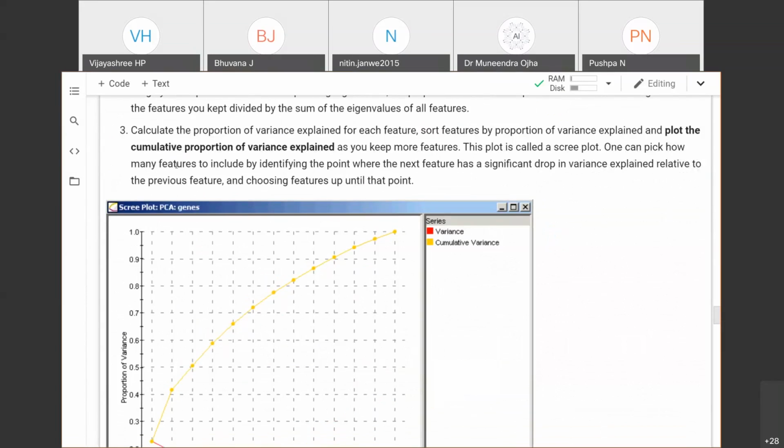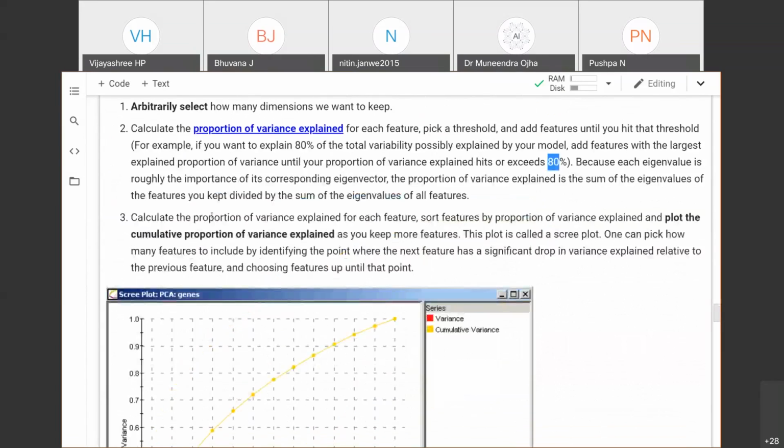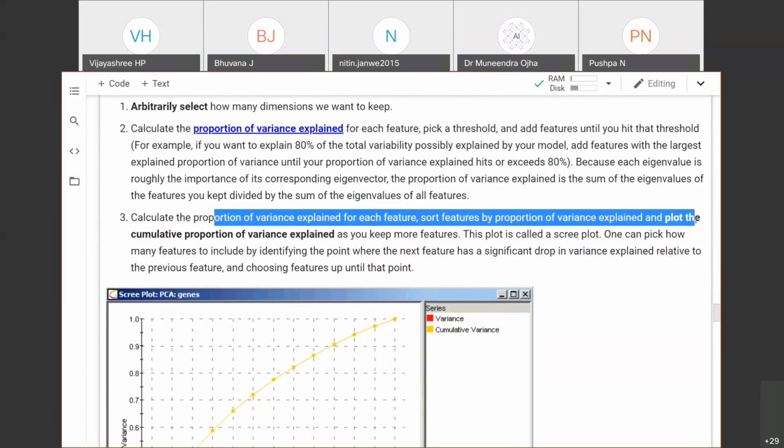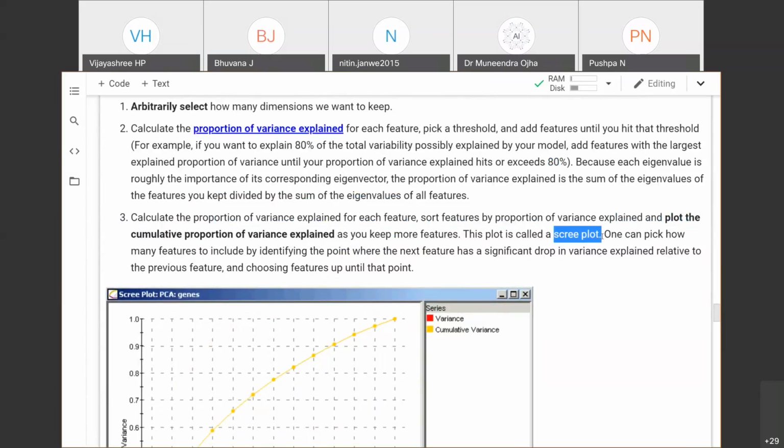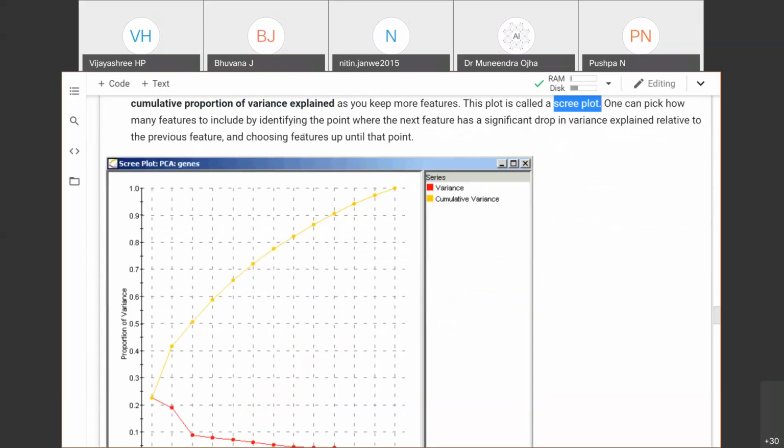The third method is using a scree plot. Here we calculate the proportion of variance explained for each feature. We sort features by proportion of variance explained, and then we plot the cumulative proportion of variance explained. This plot is called a scree plot. One can pick how many features to include by identifying the point where the next feature has a significant drop in variance explained relative to the previous feature, and thus we choose this feature. Up to this point we choose the number of features.